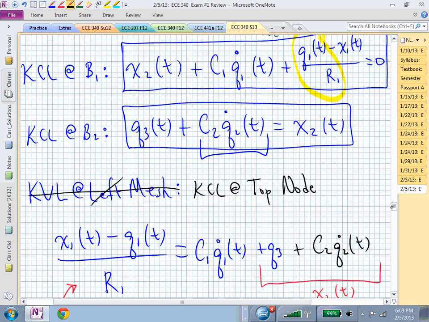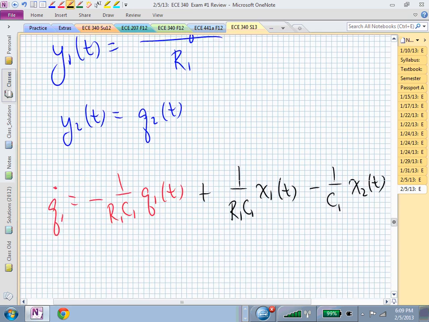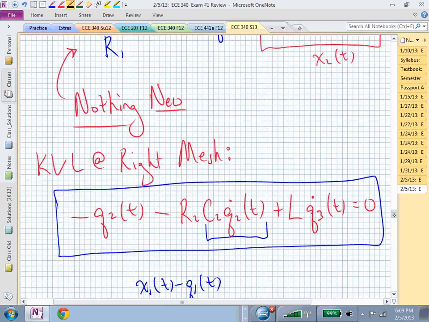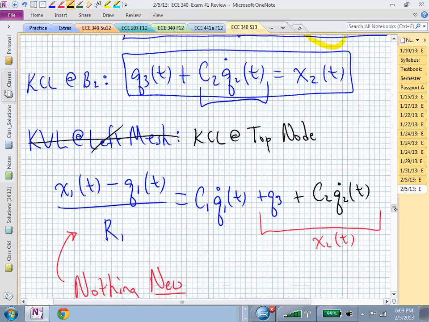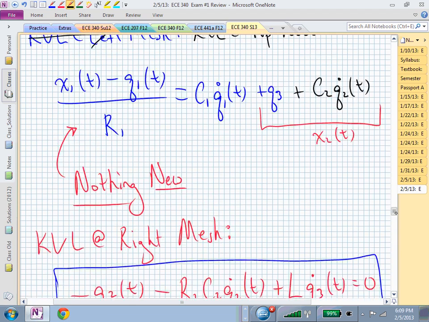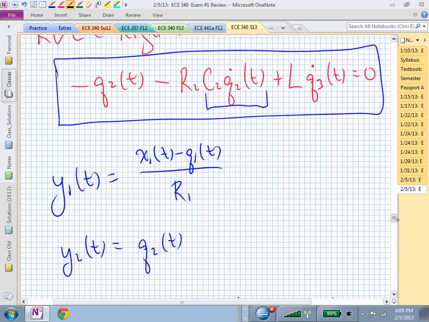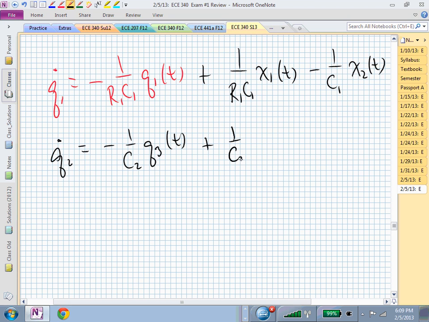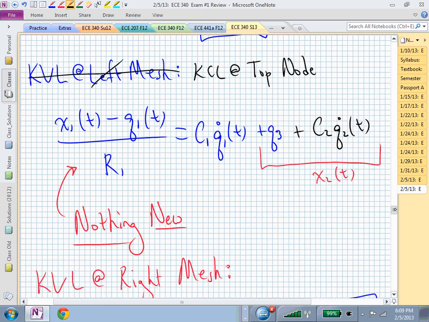Now I have a Q2 dot. I'll divide everything by C2 and push everything to the other side. I now have a Q2 dot is equal to a minus 1 over C2 Q sub 3 plus 1 over C sub 2 X sub 2. Is that right?